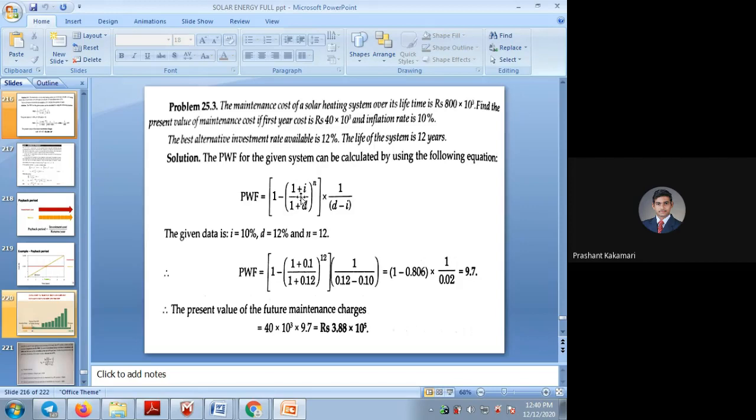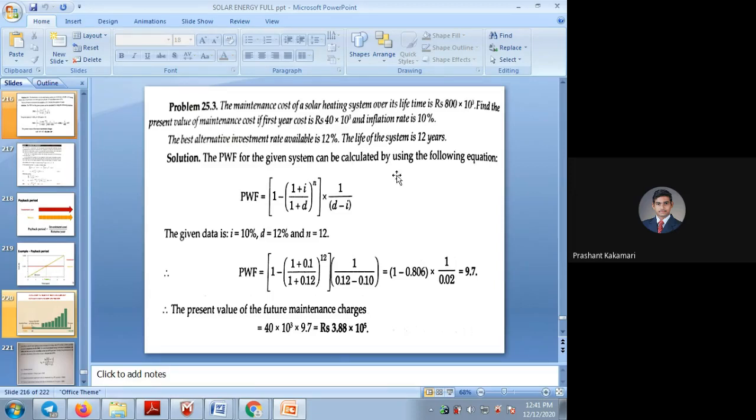1 minus into bracket 1 plus I by 1 plus d raised n into 1 by d minus 1. So here in the problem, they have given the inflation rate 10% directly. Return or discount received from the other alternative investment is 12%, so discount is also considered 12%. Number of years they have given is 12, so n is 12. So take all these values and substitute in the present worth factor. The present worth factor we are getting is 9.7.